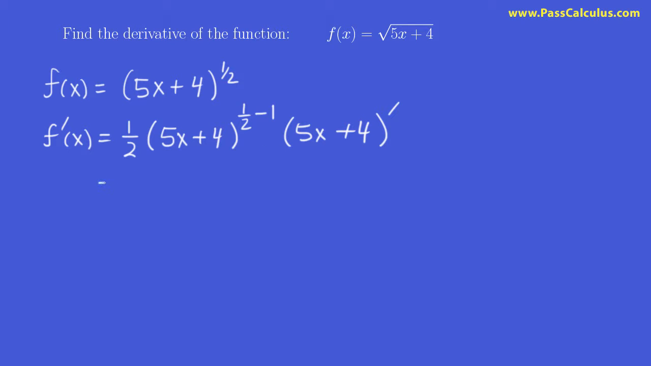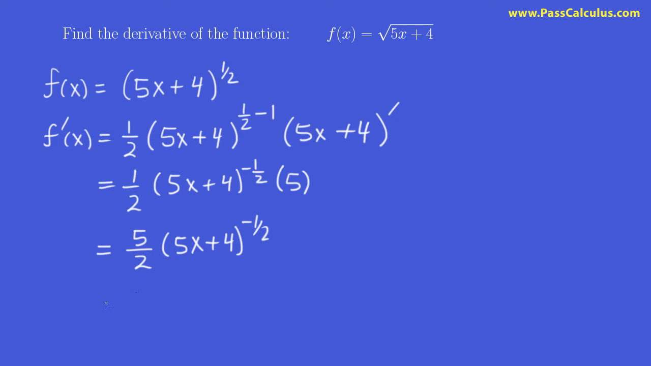That's good. Let's finish this off. 1/2 minus 1 is just negative 1/2. And the derivative of 5x plus 4 is 5 times 1 plus 0, which is just 5. And then we can combine this up to bring the 5 maybe to the front here. 5 times a half is 5 halves.